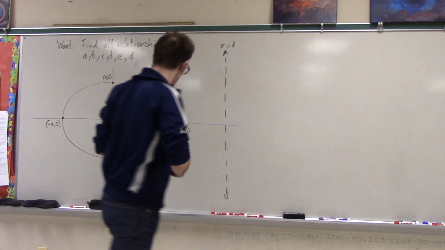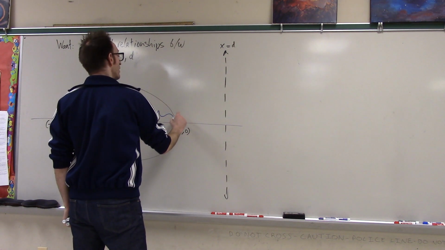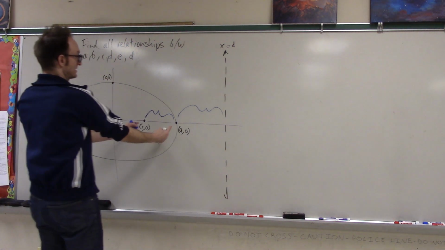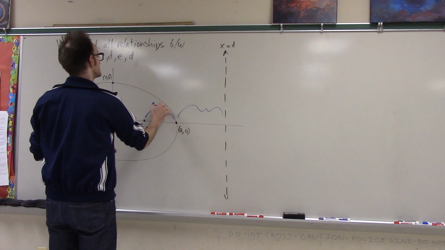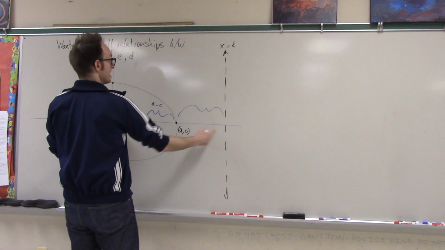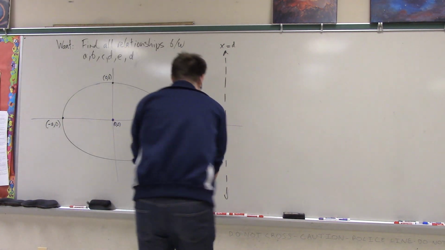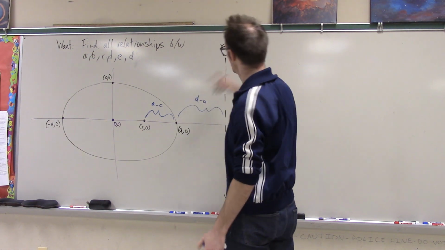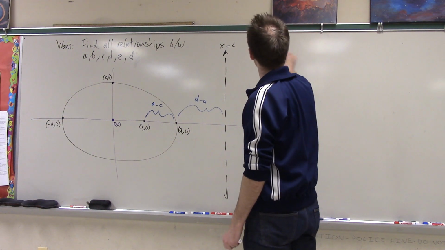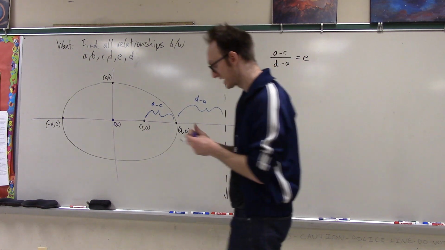And what can I say about this point A comma 0? Well, I know that if I take the distance to the focus over the distance to the directrix, then that has to be the eccentricity. Okay, and well, what is this distance? It's A minus C. And what is this distance? It's D, the distance to the directrix, minus A. And so immediately I get one equation, which is distance to focus, A minus C, over distance to directrix, D minus A, equals E, the eccentricity.